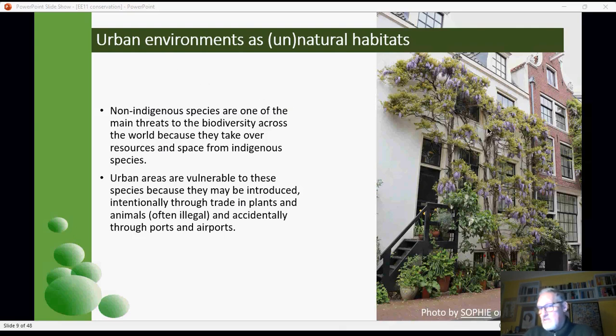So a good example is the wisteria. This is actually a Chinese plant. It comes from East Asia, but of course it's particularly well liked in certain places in cities because it's quite decorative, and it gives quite an impressive display at certain times of the year when it's flowering. And this is a clue to another route of invasion, particularly for plants, which is people.